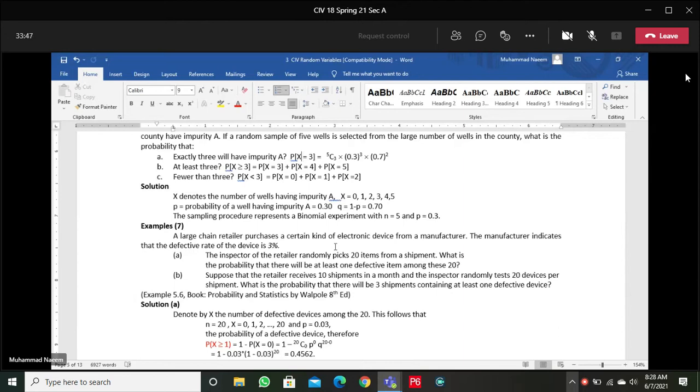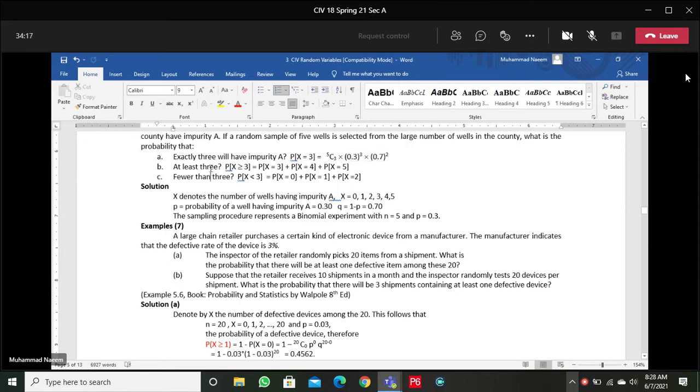As the probability for x equal to 3 is required, this means p power 3 we have, and the rest of the 2 are failures, so 0.7 will be raised to the power 2. And these 3 wells with impurity and the other 2 may be shuffled in 5C3 number of ways. So this will be the coefficient.